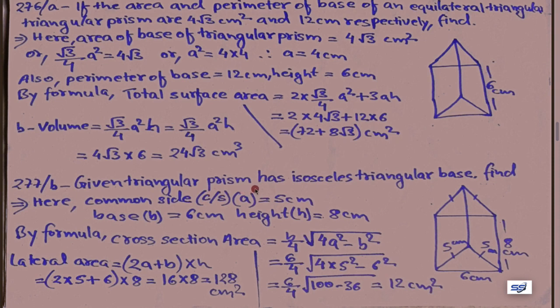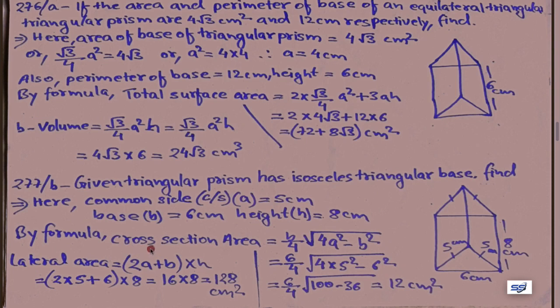Now next question here, 277 upon B. Given a triangular prism has an isosceles triangular base, find. Here is the common side. Now this is our figure of the prism. Given here, common side A is equal to 5 centimeter. Here this base B is equal to 6 centimeter, and the height S is equal to 8 centimeter.